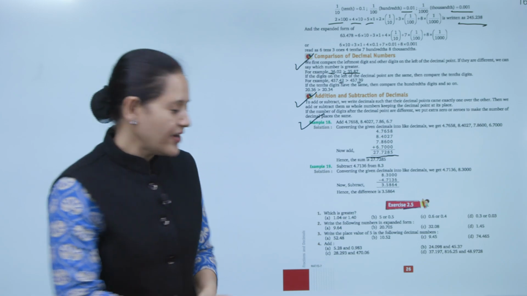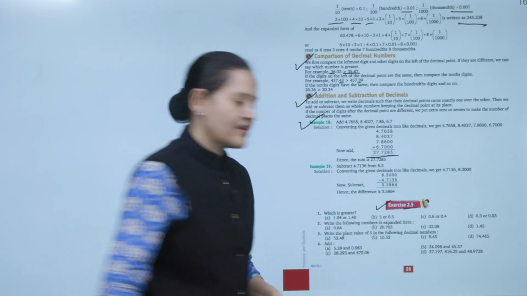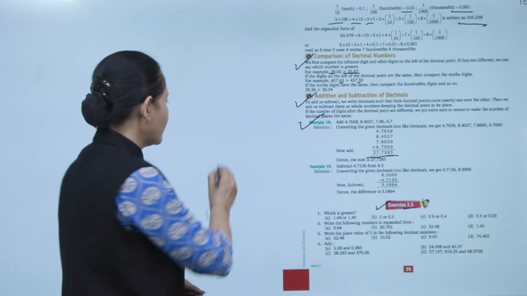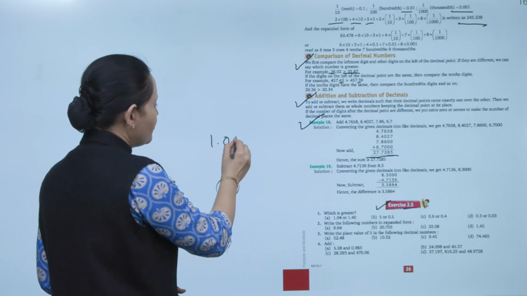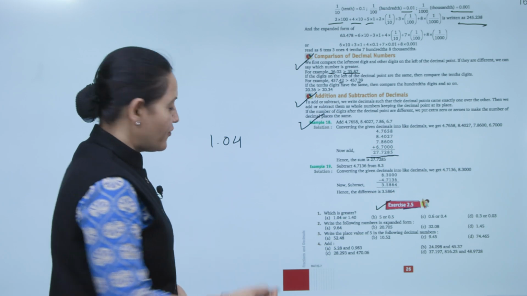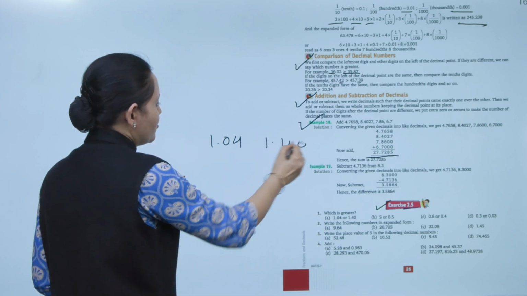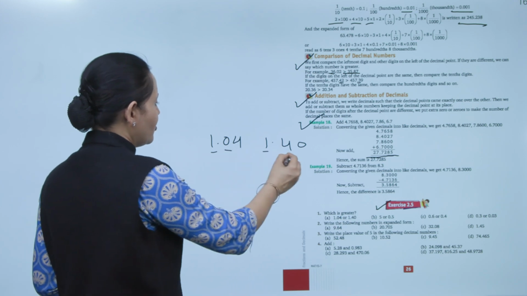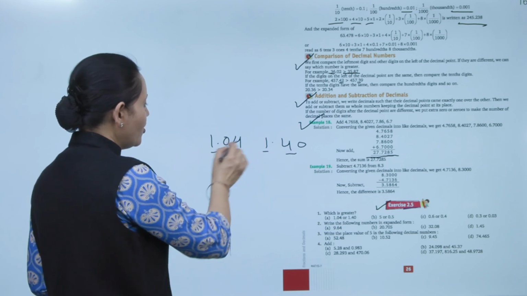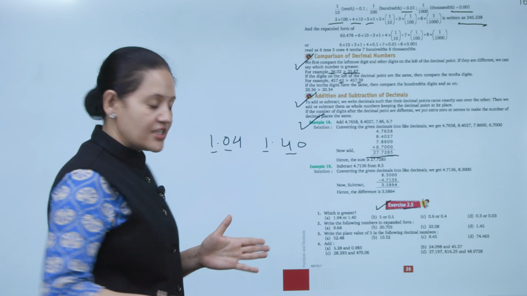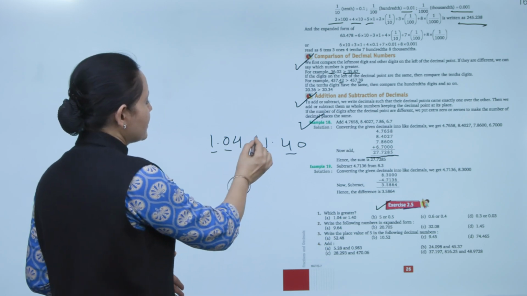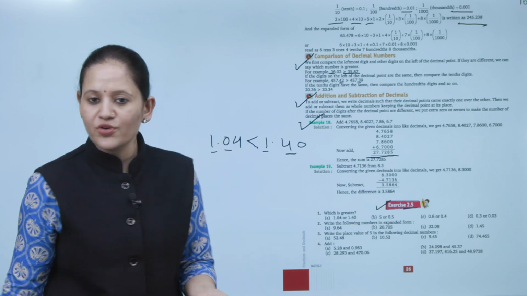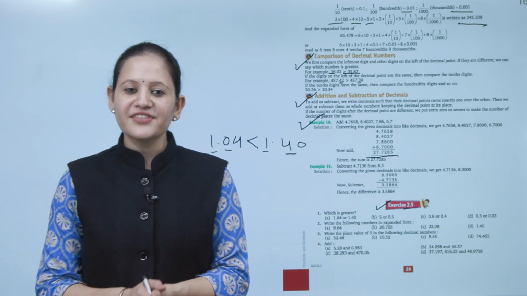Next is exercise 2.5. Which is greater, 1.04 or 1.40? 1.04 and another number is 1.40. So here the whole part is the same. So we'll compare the digit at the tenths place. Here it is 0 and here it's 4. So 4 is greater than 0. So we'll write 1.04 is less than 1.40. So 1.40 is greater than 1.04. Clear? Practice all the questions of this exercise.